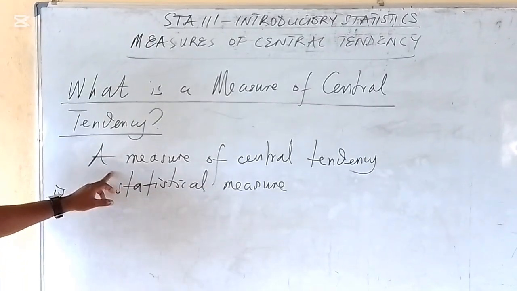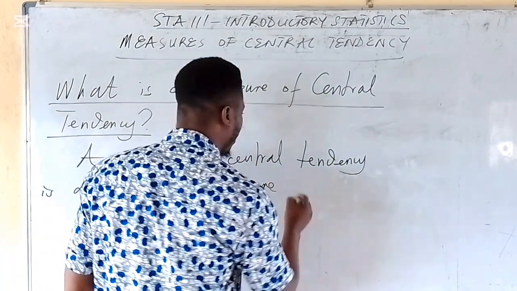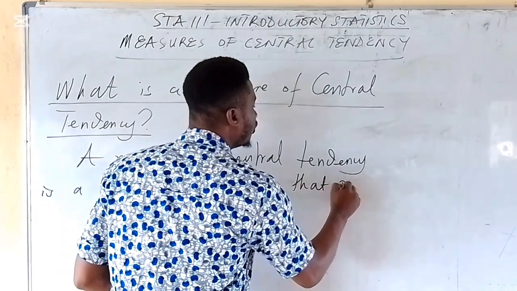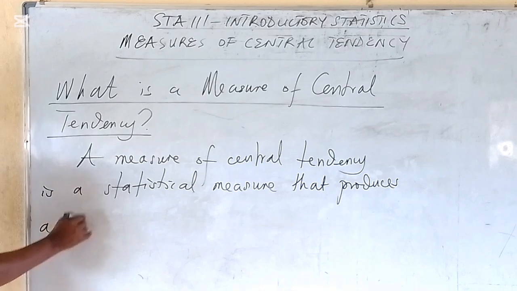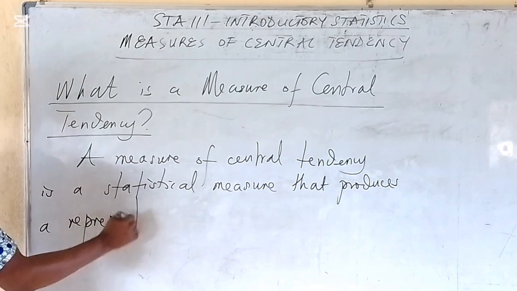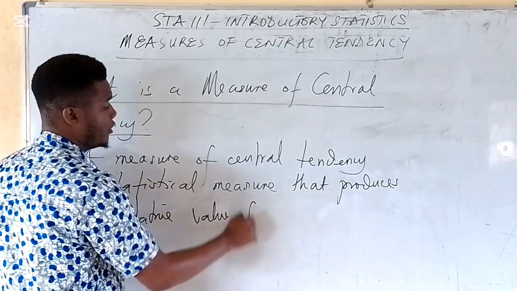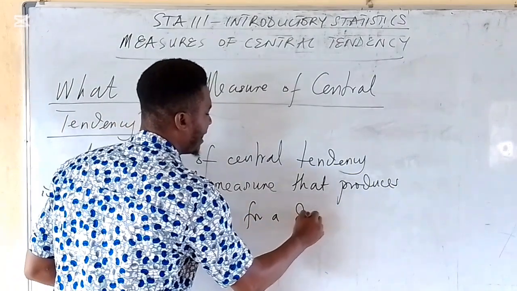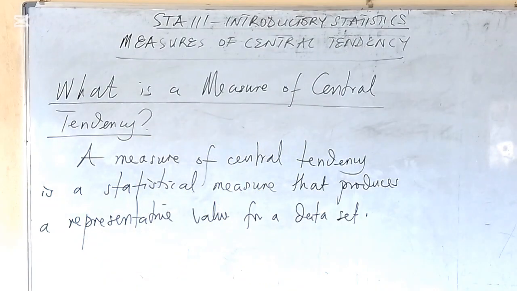So when we say a measure of central tendency is a statistical measure, the definition is not complete. It is a statistical measure that produces a representative value for a data set. Full stop. Okay, so please, I hope everybody understands.